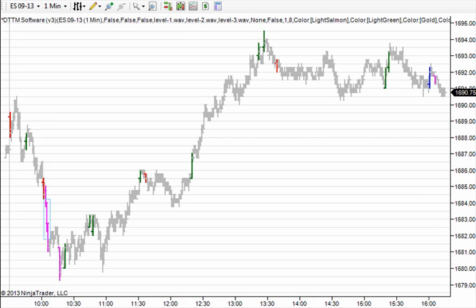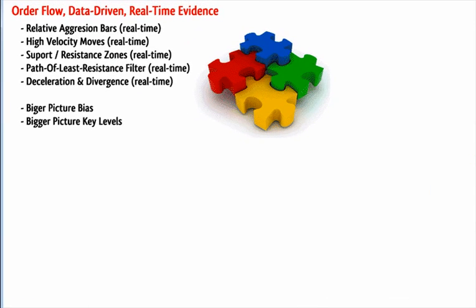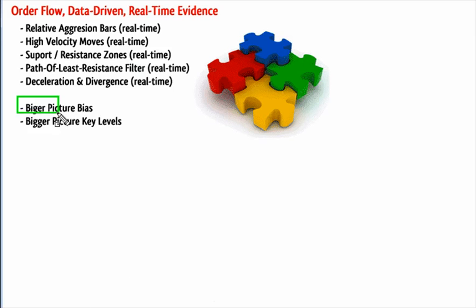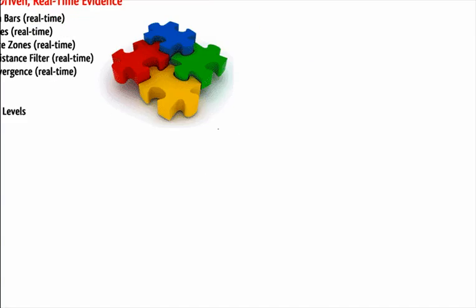But what I thought I would do is just give a few examples because today was kind of an interesting case. Now, normally, and we've talked about this before, and there's a lot of other videos on our site, we look at a lot of different aspects and different pieces of evidence. We look at some bigger picture to get ourselves some context. We look at high velocity move, support resistance zones, filter, deceleration, that sort of thing. What I've done, though, with this chart is I've stripped it of all that. I've just left on what we call our relative aggression bars and our strong and extreme relative aggression bars.